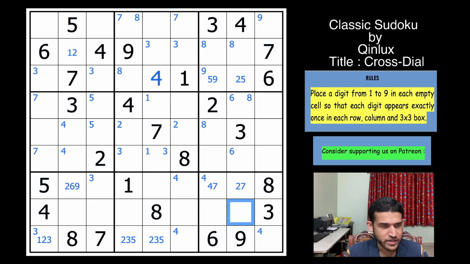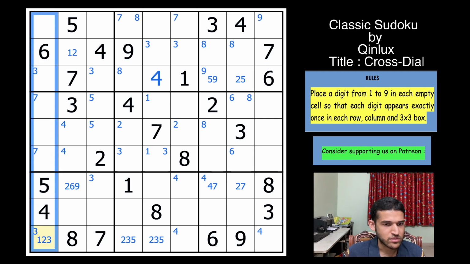If I'm not wrong, in row 1, 2 must be in one of these two cells. The reason is, let's say if this cell is a 1, this could be 1, 2 or 3, right? So if this cell is a 1, let's put it yellow. Where does the 2 go in? Column 1. 2 has to be in this cell, right? 2 has to be in the red cell.